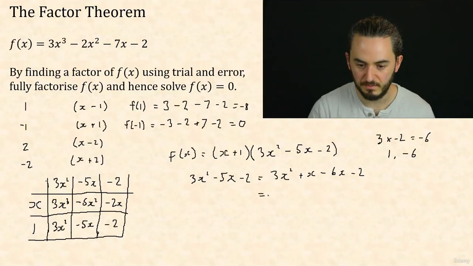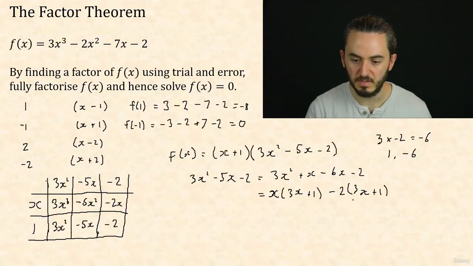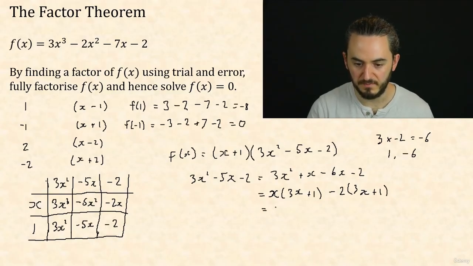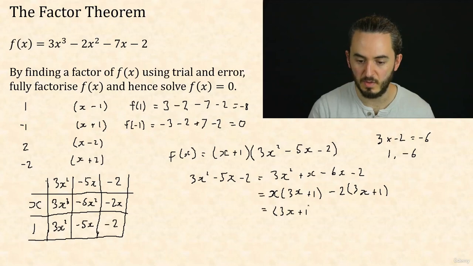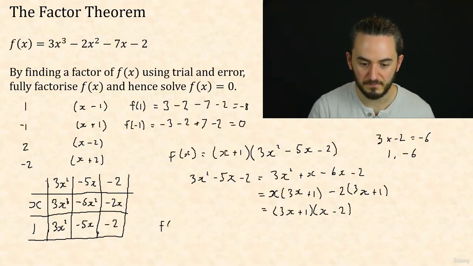Fully factorize the first two, and I can pull out a factor of x here, and I'm left with 3x plus 1. I can pull out a factor of minus 2 here, and I'm left with 3x plus 1. Great, and then 3x plus 1 is a factor of both of these, so 3x plus 1, and we multiply that by x minus 2. So there we go, that bit's fully factorized now, and that means that f of x fully factorized is x plus 1 times 3x plus 1 times x minus 2.